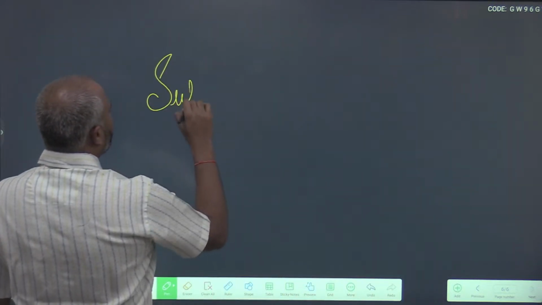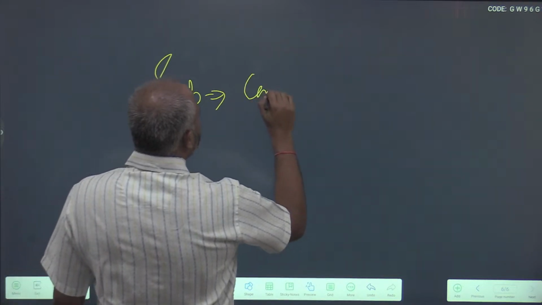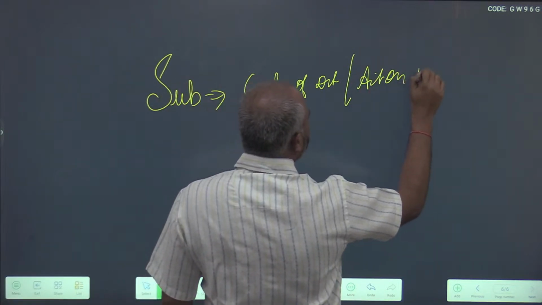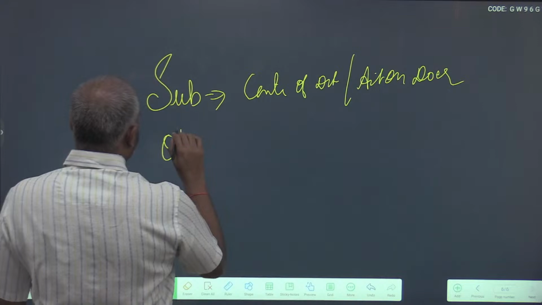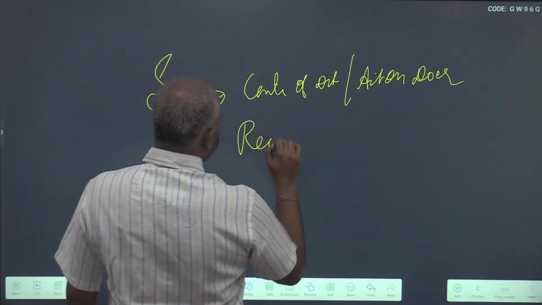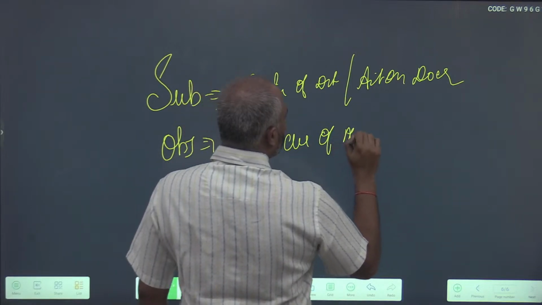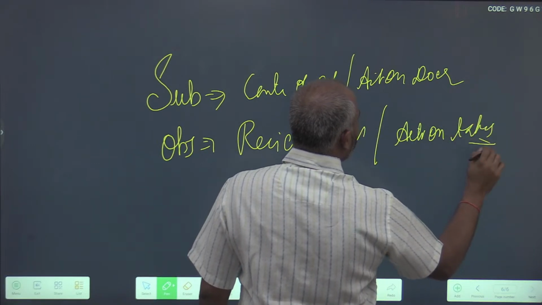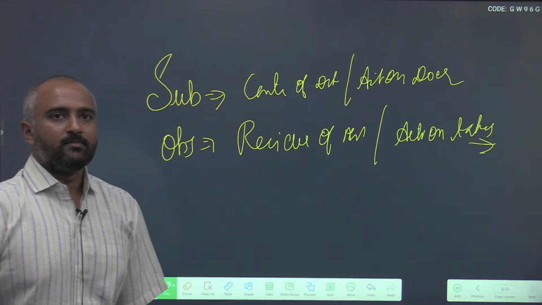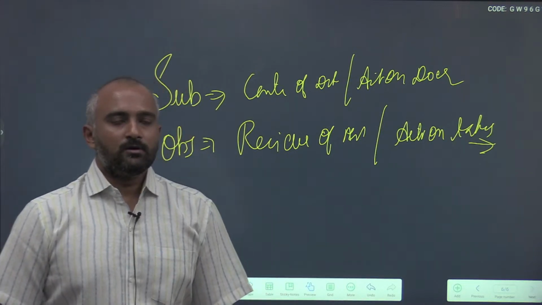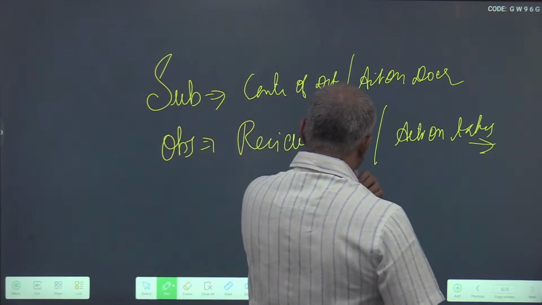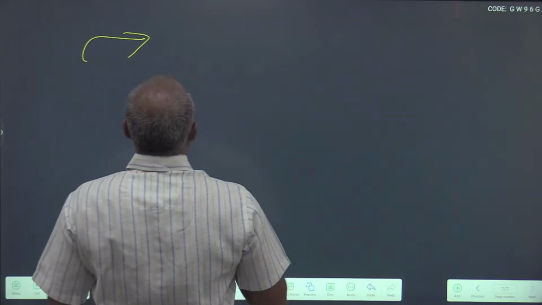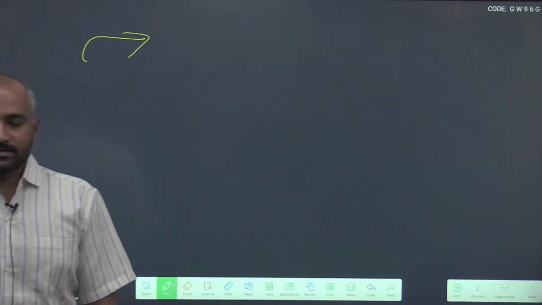So what do we get from this? Subject is the center of detail or action, or the action doer. Next, object is the receiver of action. Now, I hope you are clear about subject and object.